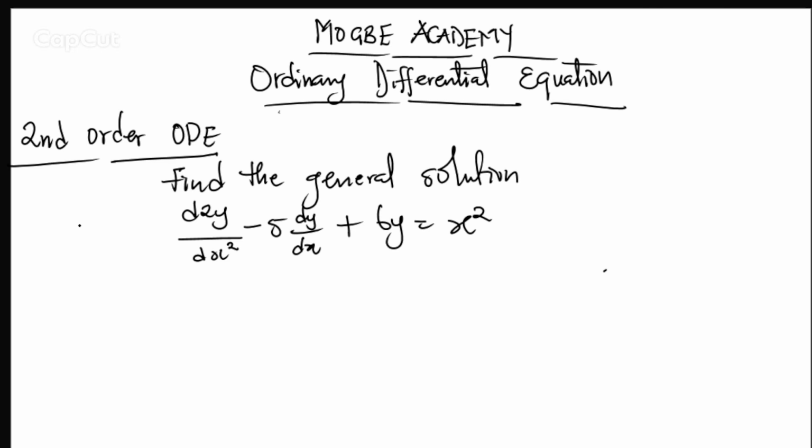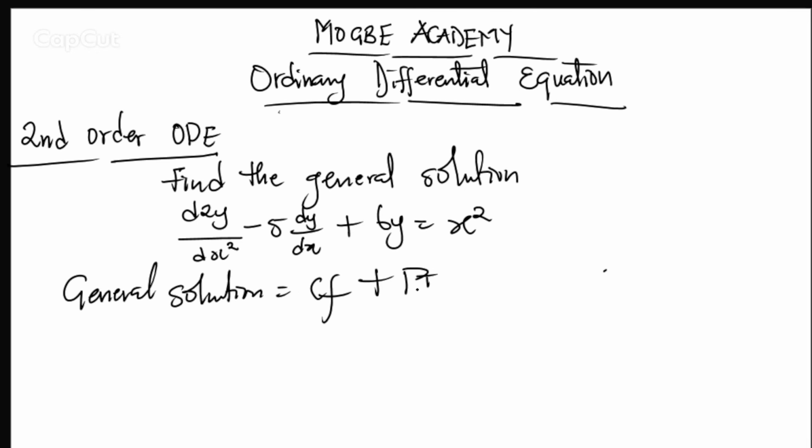Your general solution is given as CF plus PI. Or better still, you can have y = CF plus PI, where we know that our CF is what we call our complementary function, while your PI is called your particular integral.